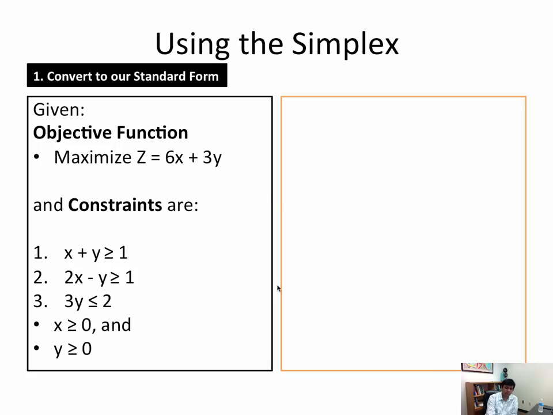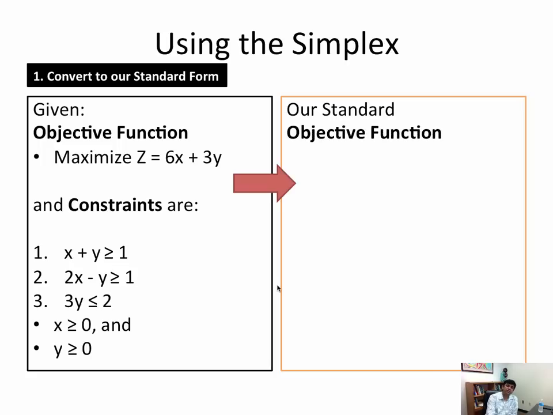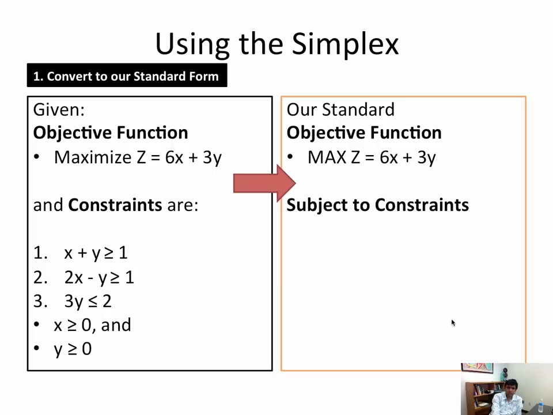The objective function is maximized, so it is fine. Maximize z = 6x + 3y. Let's try to convert the constraints to our standard form. In this case, it is ≥ 1, so we have to subtract a surplus variable. Pay attention to something that we've added here, which is called a1. I'll talk about it in a few minutes.